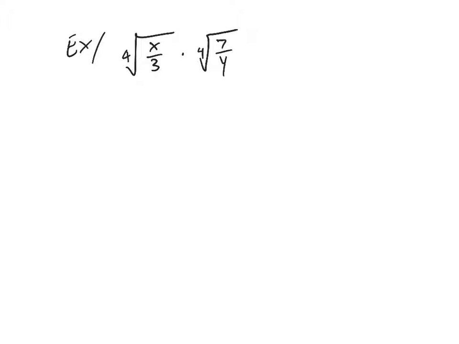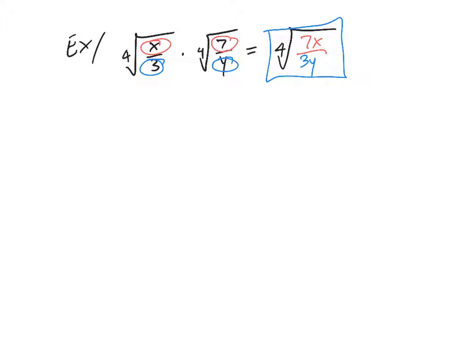All right, so am I allowed to multiply these? Good, the answer is yes, because they both have an index of 4. So now we multiply what's on top with what's on top. So you're left with 7x, and you're going to multiply the denominator times the denominator. So you're left with 3y. We can't simplify that, so that's where we stop.